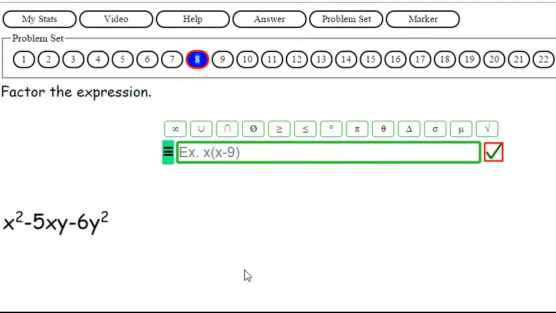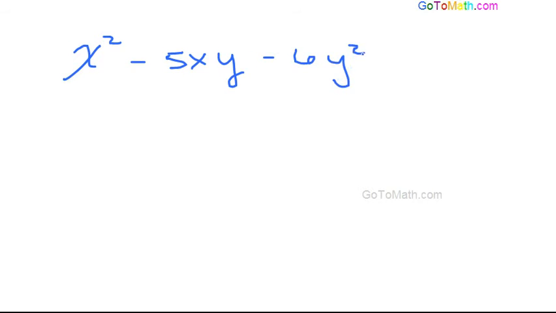So what we're looking at, 8.2. We have x squared minus 5xy minus 6y squared. This looks like this might be a little bit trickier than the last problem. Tricky. So x squared minus 5xy minus 6y squared. Okay.